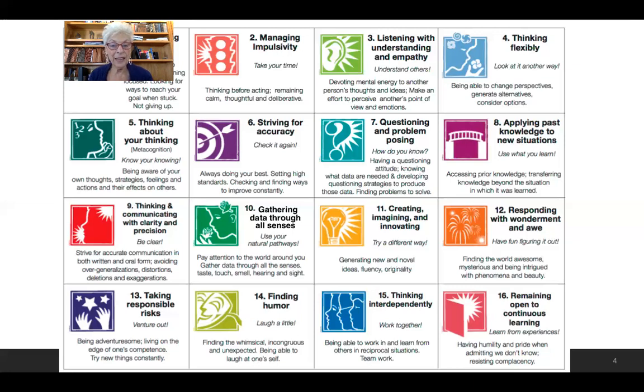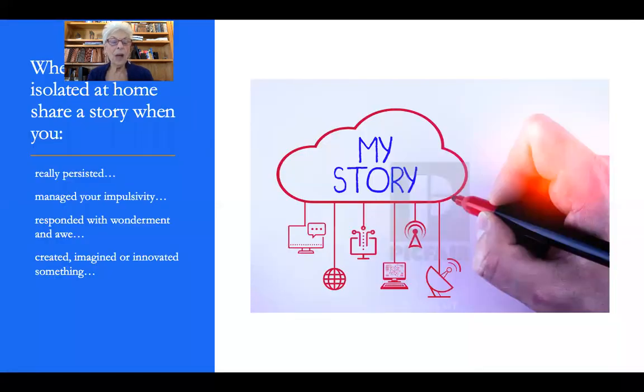So let's now look at the next, which is: while you were isolated at home, I am sure you have stories to tell. We all have stories to tell. So somewhat of what I'm going to do today with you is model some possibilities that you can then use with your students. As we walk through some of this, I'll model some. My first one is telling a story about when you really persisted when you were at home.